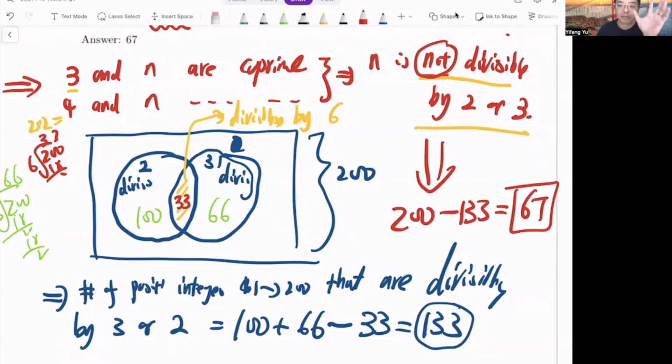So if you look at the integers between 1 and 200, there are 67 of them that are neither divisible by 2 nor 3. Okay, that's what we are looking for.